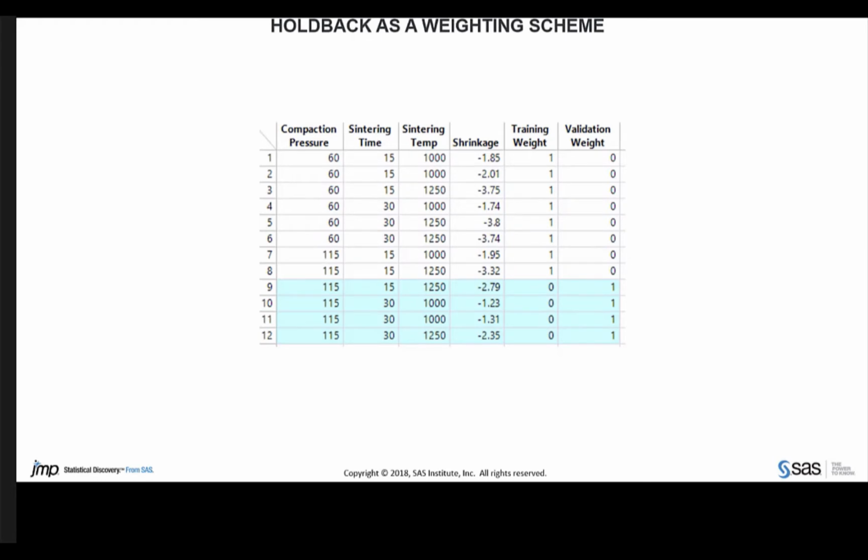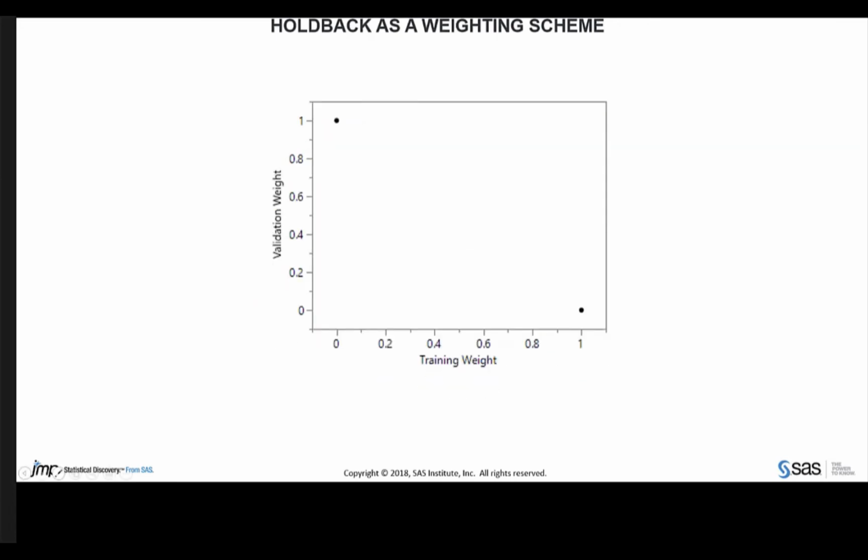A useful way of thinking about the machine learning modeling process is to get away from thinking about it in terms of assigning rows into training or validation subsets and thinking about it instead as having a training weight column and a validation weight column, so that rows where the training weight is equal to 1 are the training set, and the rows where the validation weight is equal to 1 are the validation set. When we plot the training and validation weights, we see that they are perfectly anti-correlated.